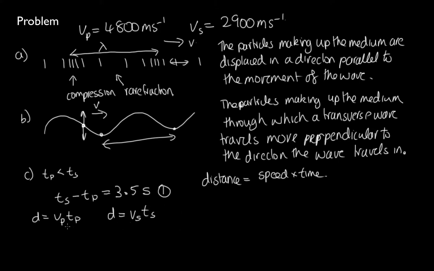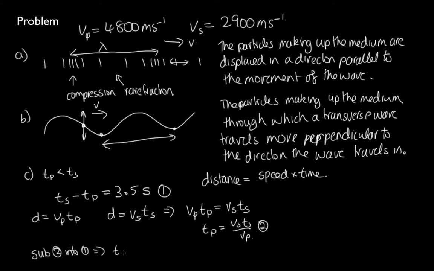So what we can do now is equate these two together, because this is the same distance. This is the distance from the epicenter to the base station. So this tells us that VP TP is equal to VS TS. And so TP is equal to VS TS on VP. Now let's call this equation 2. And what we can do is substitute equation 2 into equation 1. So sub 2 into 1.